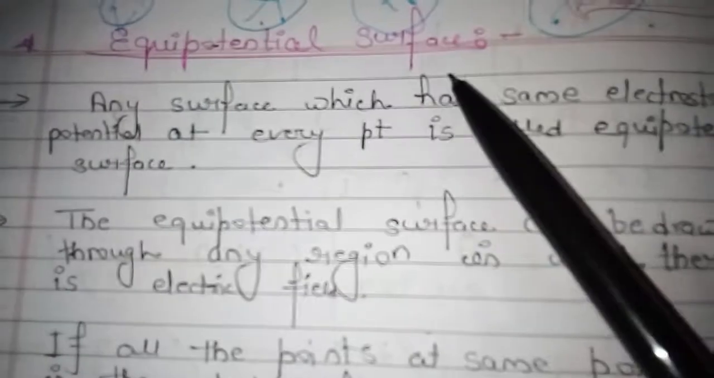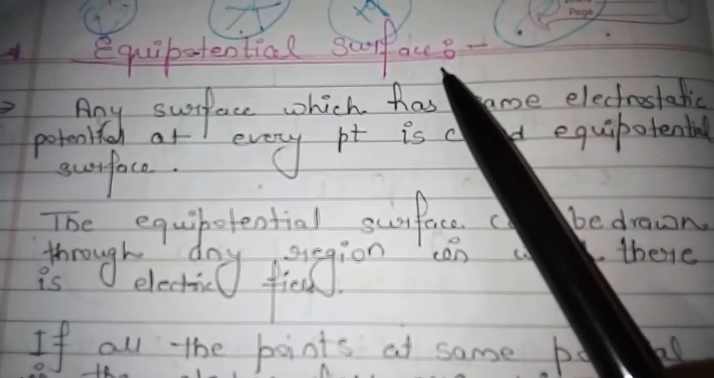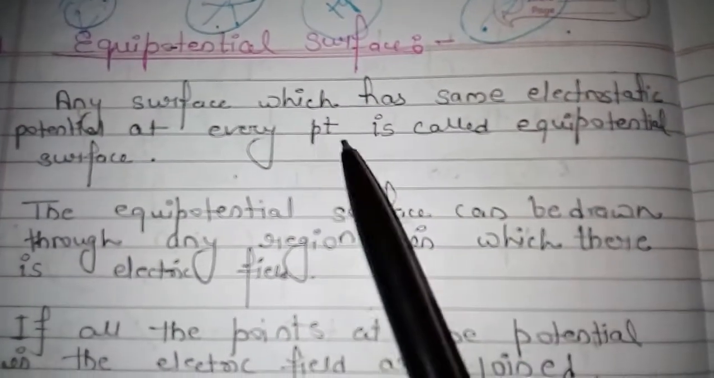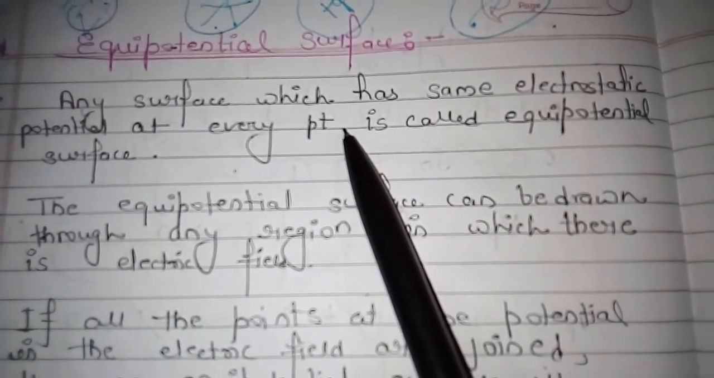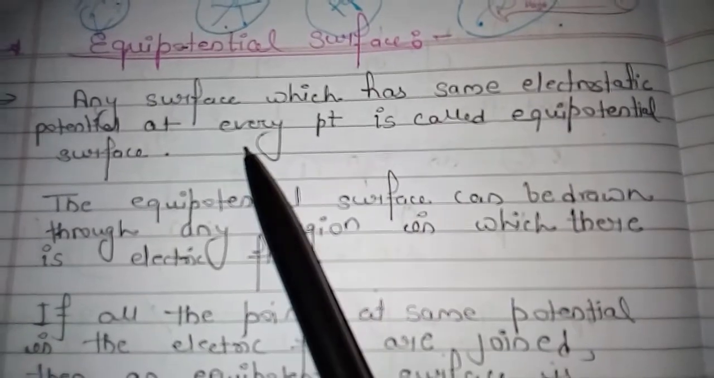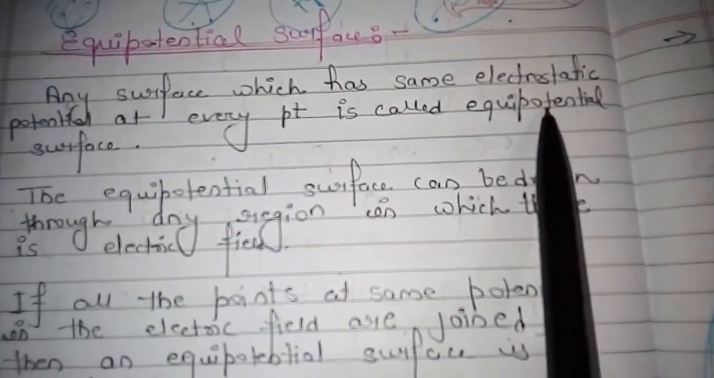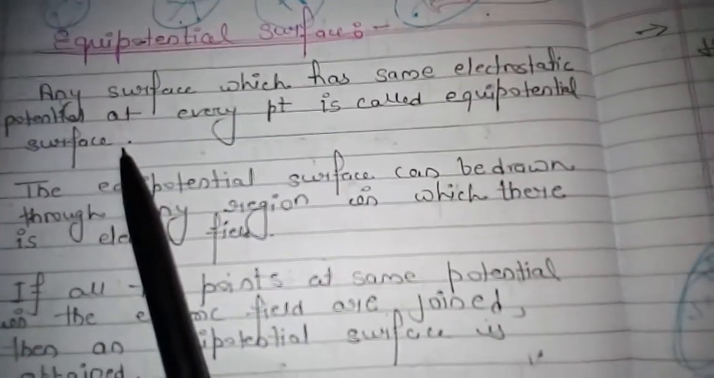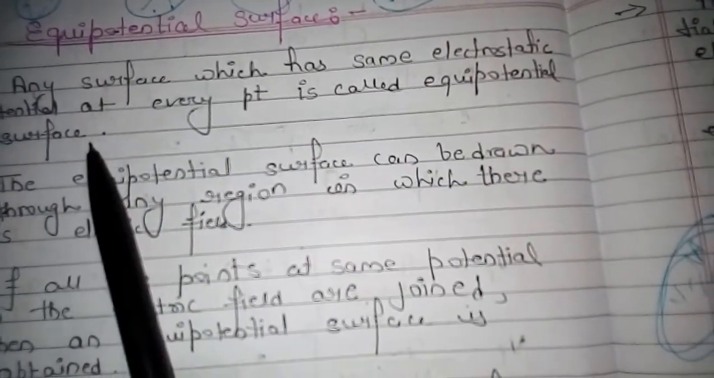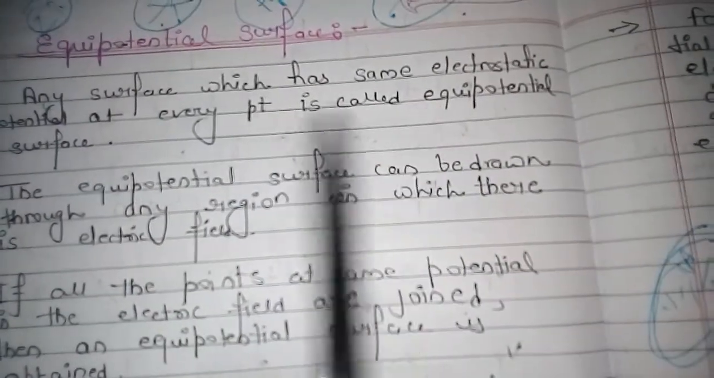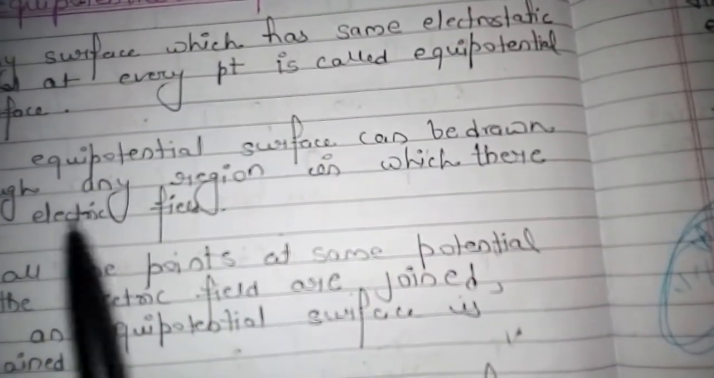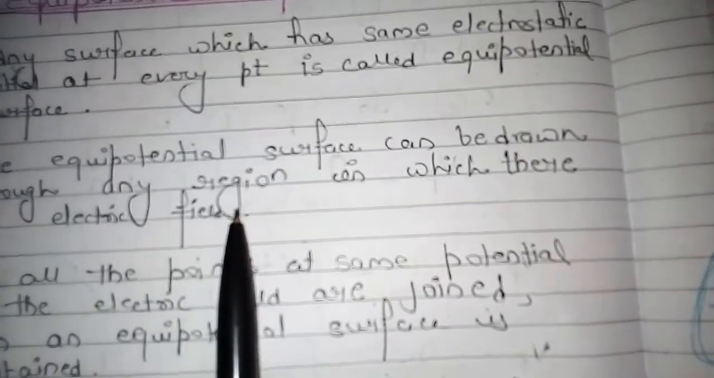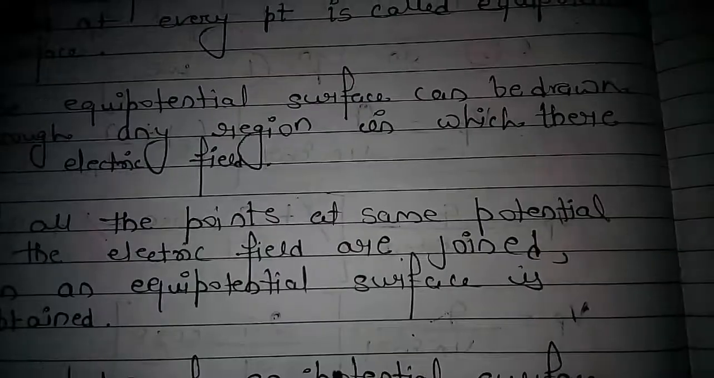Okay, our today's topic is equipotential surface. Now see, what is the definition of the equipotential surface? Any surface which has the same electrostatic potential at every point is called an equipotential surface. The equipotential surface can be drawn through any region in which there is an electric field. Obviously, only if there is an electric field can we draw an equipotential surface at that place.